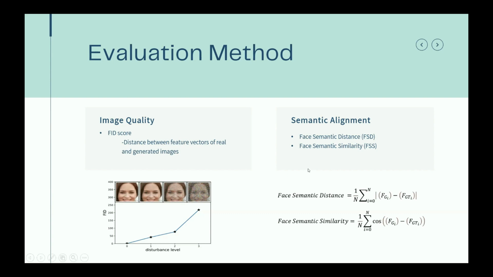And to measure the semantic alignment, we chose the face semantic distance and face semantic similarity measures. Like I said before, semantic alignment means how well the generated images represent the attributes of the input description. The most natural way of checking that the attributes in the description are represented in our image is to compare the real image and its generated image. In face semantic distance, we measure the distance between the activations, and in semantic similarity, we measure the cosine similarity between the activations. So the lower the face semantic distance and the higher the face semantic similarity, the better the images are.